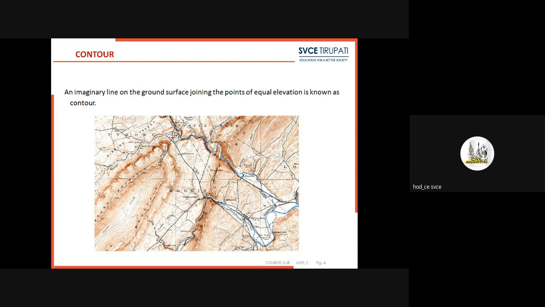But suppose you are going to join two points with the same elevation. Then wherever you pick a point within the joining line, it should have the same elevation. We have to keep that in mind. So not only the points, but every point on the line itself will have the same elevation. That is the representation of a contouring line.